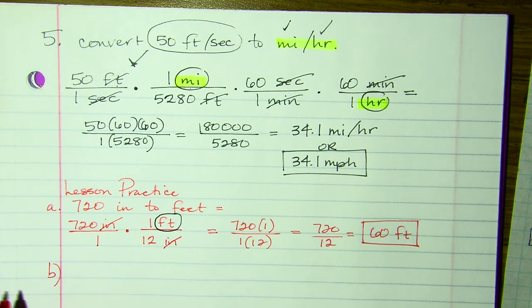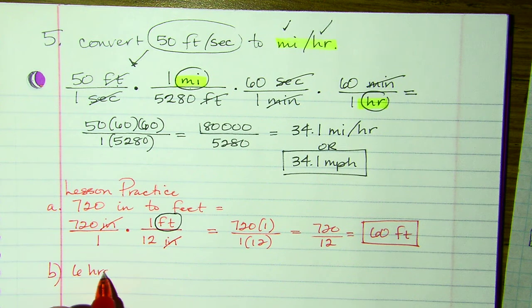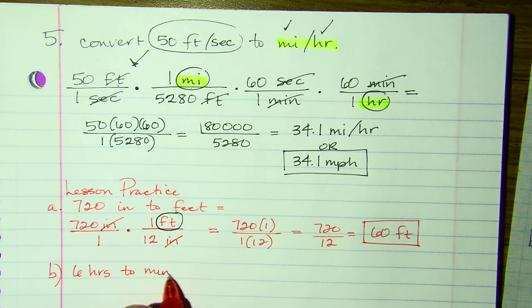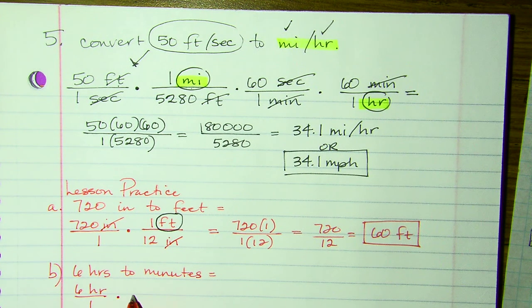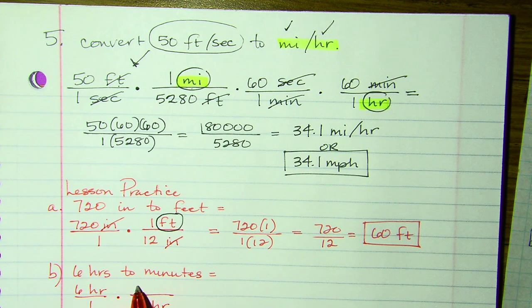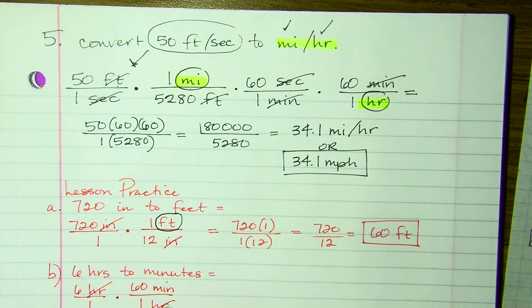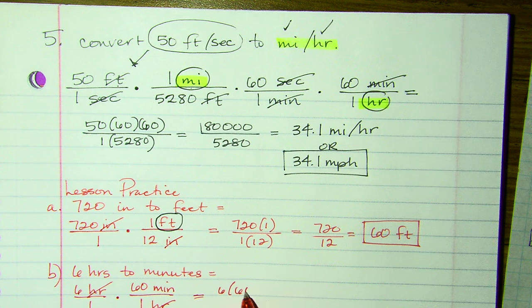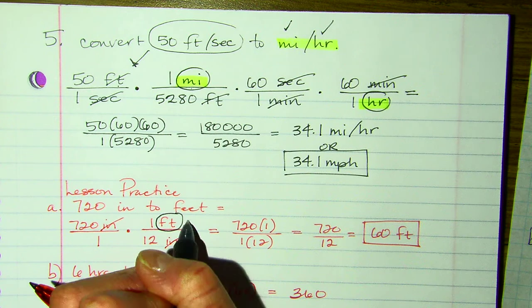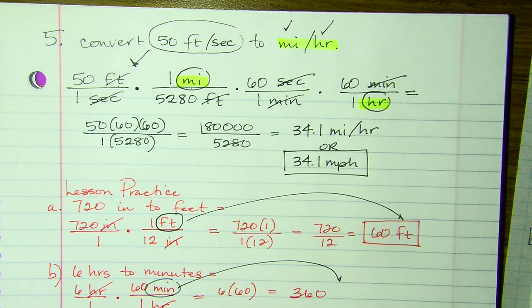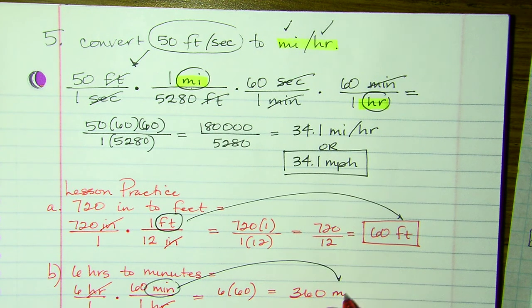B, they wanted me to convert 6 hours to minutes. So 6 hours over 1 times, I have to put 1 hour has 60 minutes. So the hours cancel, and I'm left with 6 times 60, which is 360. Look at the only dimension left is minutes. So 360 minutes.